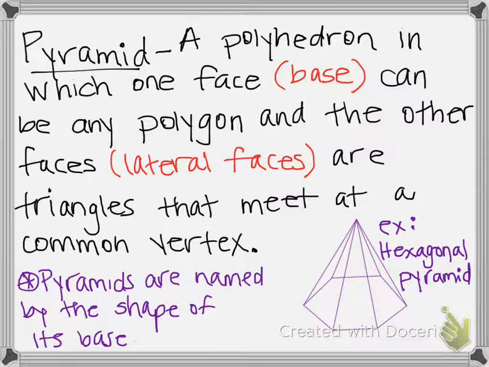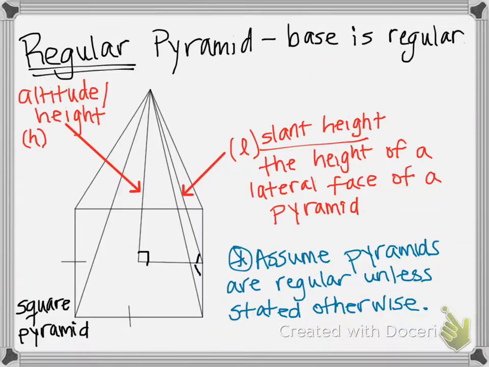So if you look at the example that I've seen here, we have a base that's a hexagon. All the lateral faces are triangles and meet up at the point at the very top. So this is a hexagonal, pronounced either way, pyramid. The next image you see here is a square pyramid because the base is a square.